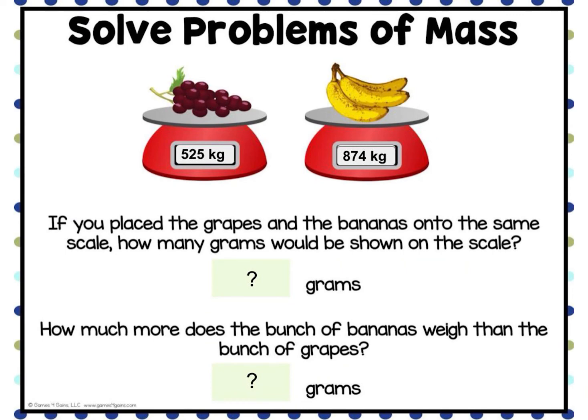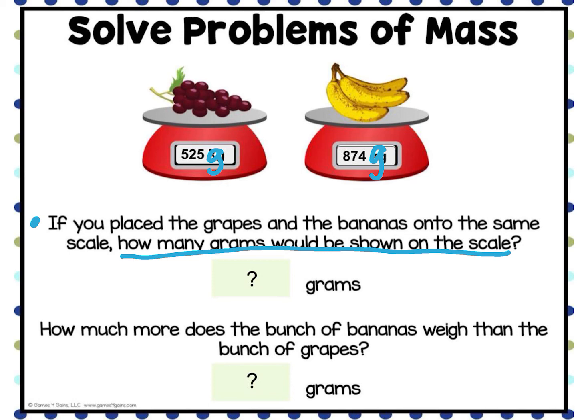All right, last slide for today. And here we have, and this is supposed to say grams too. That is another typo. Oh, well. Okay, so we're looking at some grapes that weigh 525 grams and some bananas that weigh 874 grams. All right, let's look at this first one. If you placed the grapes and the bananas onto the same scale, how many grams would be shown on the scale?